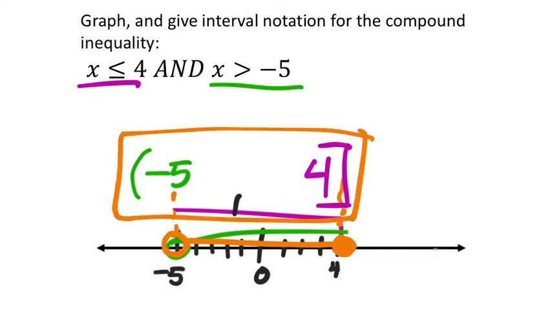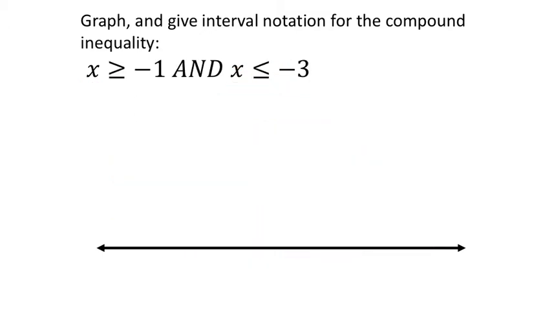That's where it begins and ends, and the graph shows every value between negative 5 and 4 would make both of them true statements. Like you could say, well, 0, right? Hey, 0 is less than 4? Yeah, it is. It's not equal, but it's less. Is 0 greater than negative 5? Yeah, it's true.